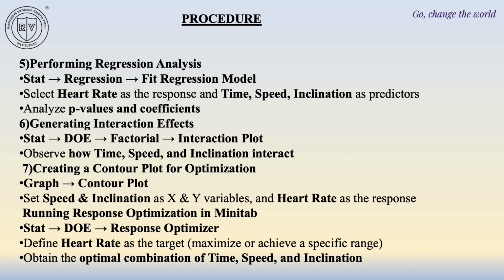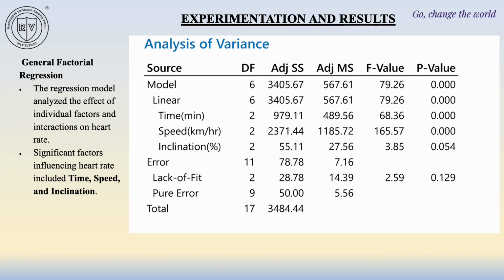So next we shall observe the experimentation and the results obtained. First, I've obtained the general factorial regression. Based on this analysis of variance, we can see that the inclination percentage is 0.054, which means that it has a marginal effect. This regression model analyzed the effect of individual factors and interactions on the heart rate.